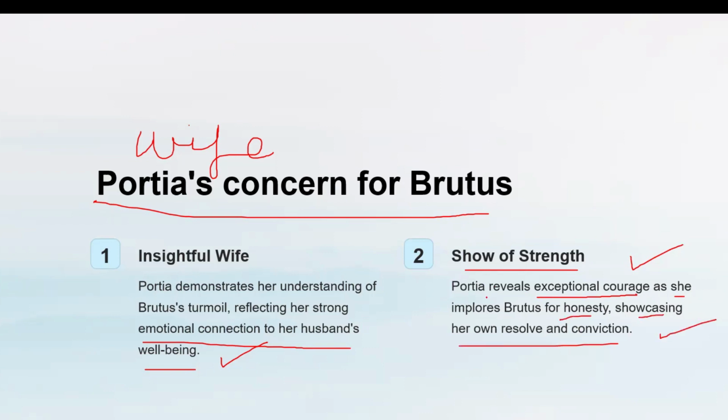So how does she show her resolve and conviction? She talks about the self-inflicted wound which she had made on her thigh, and thereby she tries to say that if I could bear that pain, how can you say that I cannot take your secrets? I cannot listen to your secrets and keep them to myself. On top of that, I am not just any ordinary woman. I am Brutus's wife, and I'm also the daughter of Cato. So therefore, this is what she talks about.